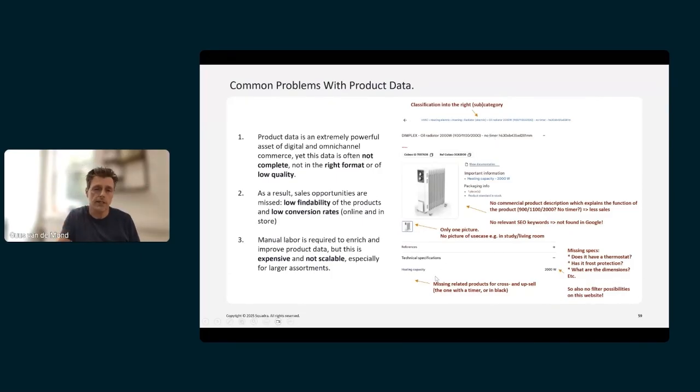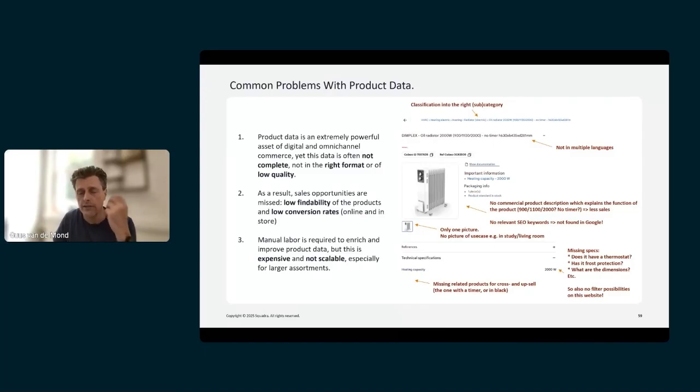If I then also say, well, I have another variant of it. So this one is with a timer, or this one is maybe 1000 watts instead of 2000 watts. Or this one is not in white, but it's available in black so that I, as a customer, can easily navigate to the right variant of this product. And maybe also a bit of upselling to say, no, if you buy this radiator, you might also want to buy an extension cord.